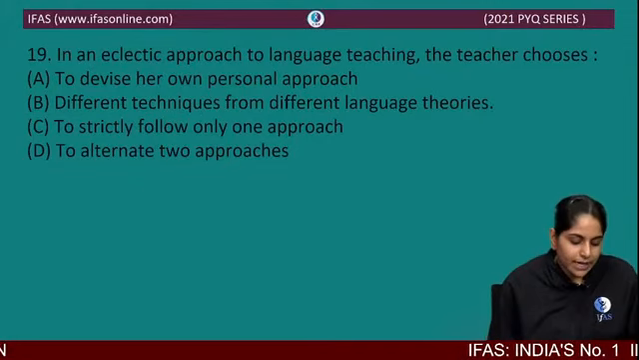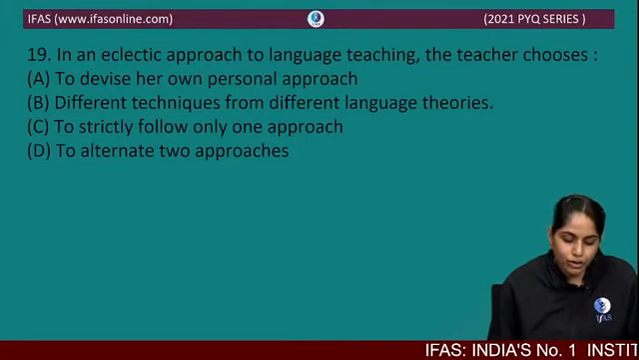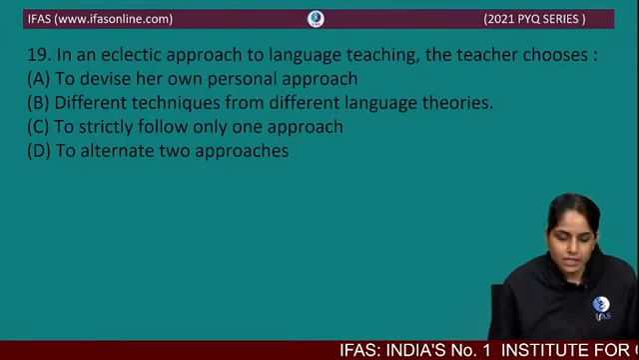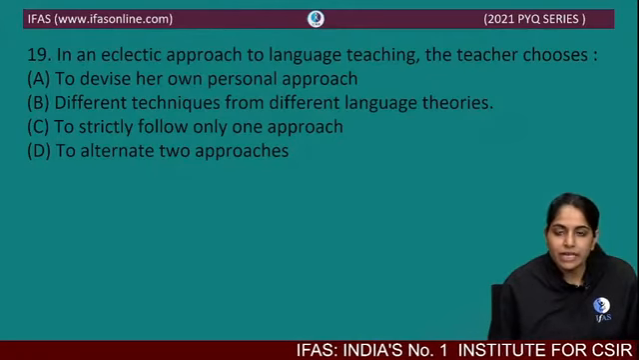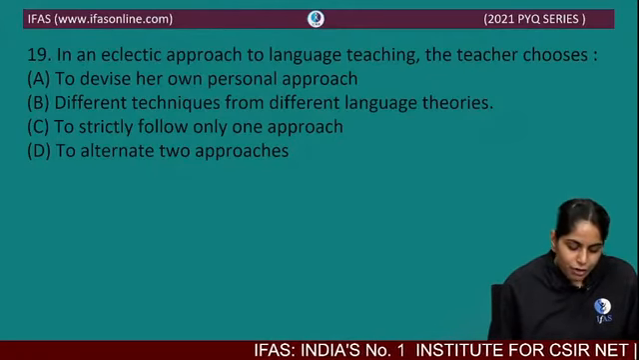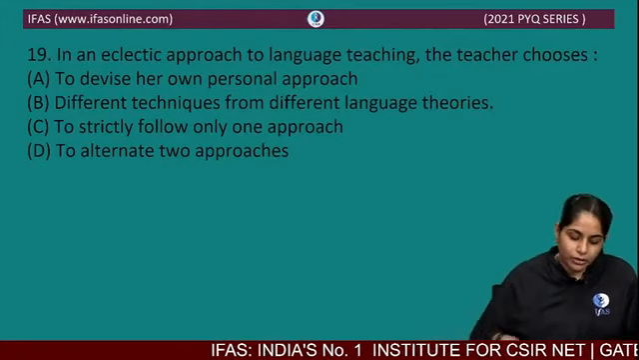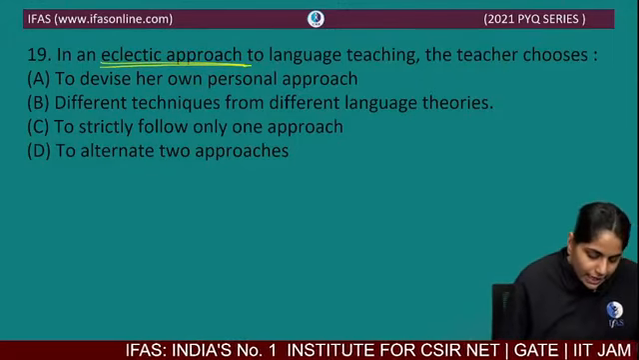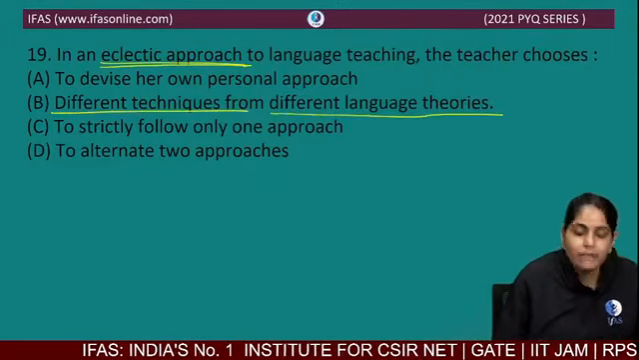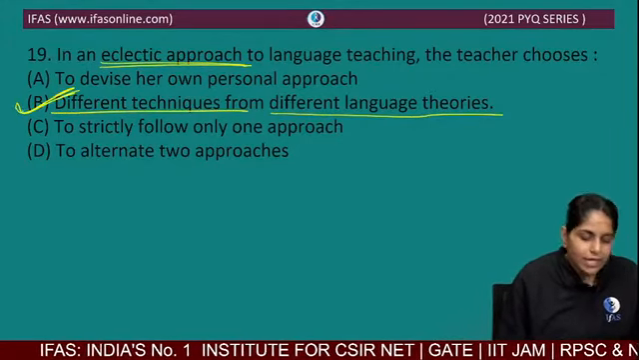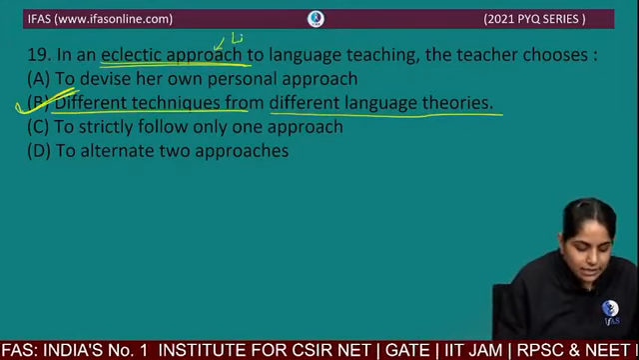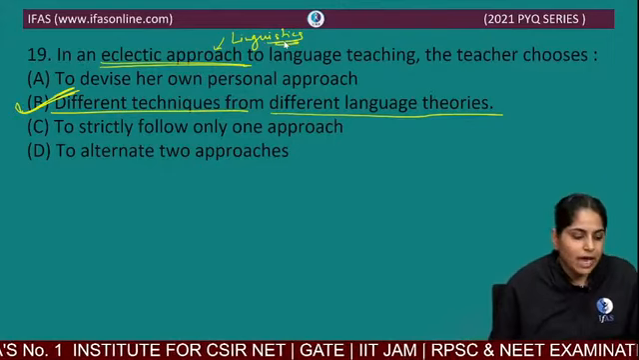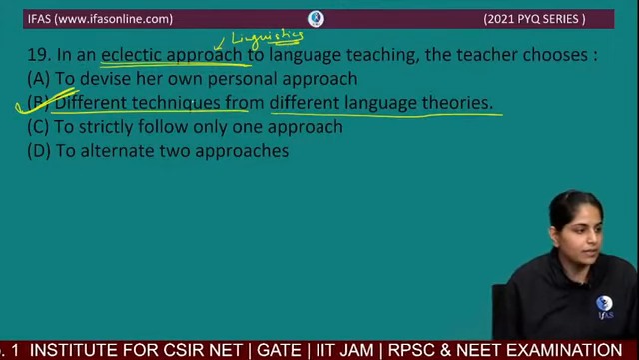So the next question is, in an eclectic approach to language teaching, the teacher chooses to devise her own personal approach, using different techniques from different language theories, rather than strictly following only one approach, or alternating two approaches. So in an eclectic approach, different techniques from different language theories are used for a better understanding. You will study this in linguistics, when you are studying about linguistics or language pedagogy. Okay.